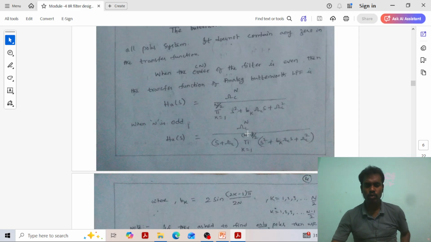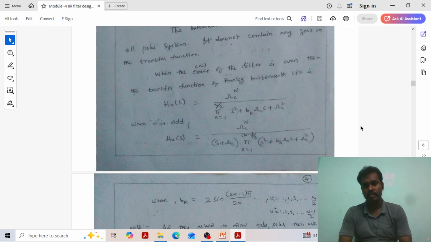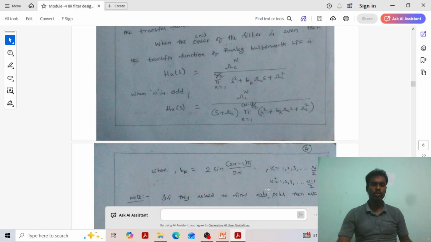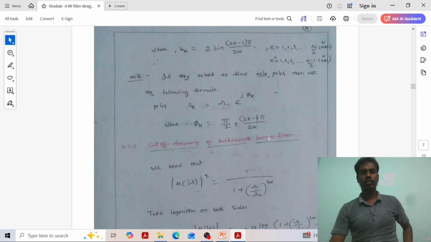So H a of s is equal to omega c power N by (s plus omega c), times the product over k equal to 1 to (N minus 1) by 2 of 1 by (s square plus b k omega c s plus omega c square). Here omega c is the cutoff frequency, and they will give it. If they have not given it, we have to find the 3 dB frequency. So b k is a constant that can be calculated using the formula 2 sine of (2k minus 1) into pi by 2N, where k varies from 1 to (N minus 1) by 2.